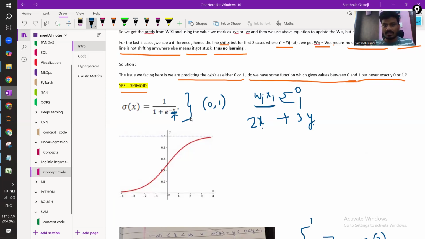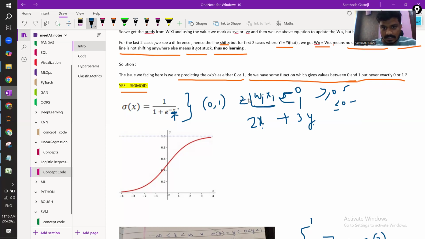Sorry if I told it the other way. Let's understand it clearly. Earlier, whatever wixi we had, we were just solving it, and if the value is greater than 0, we said it is one class, and if it is less than 0, it is another class. But now instead of doing that, whatever this is, this is called Z.